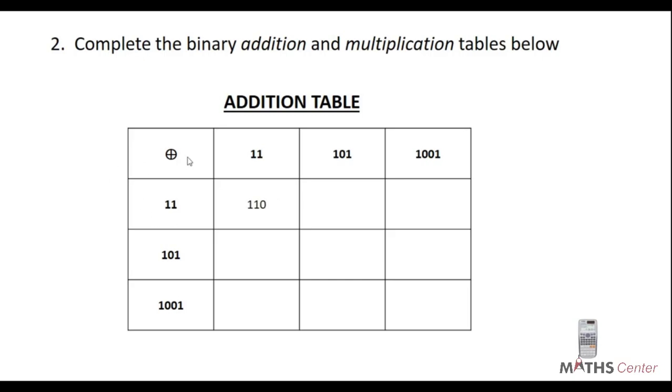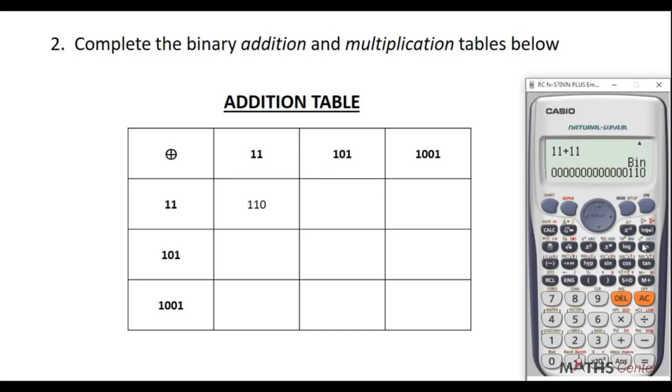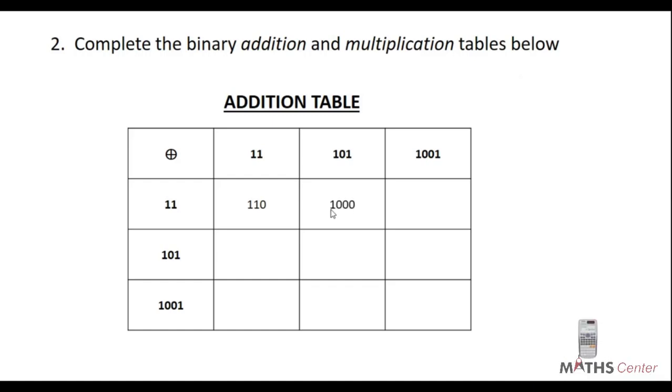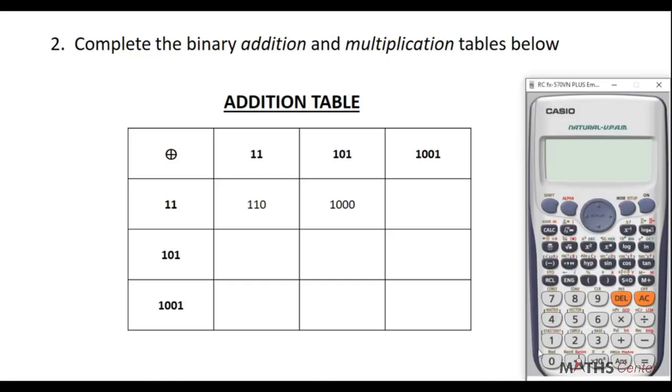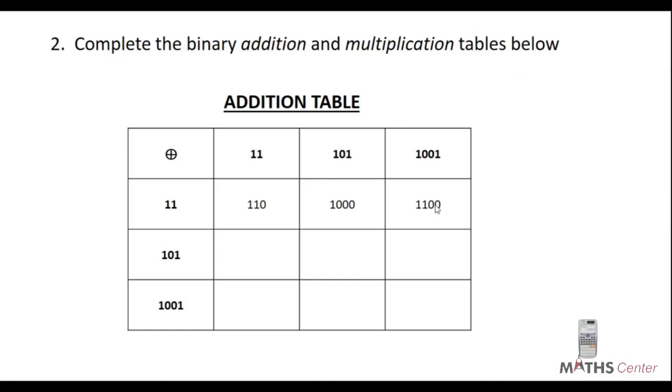The next one is 1 1 plus 1 0 1. So our calculator is still on base 2. So 1 1 plus 1 0 1, and that will give us, ignore the zeros, start picking from the first one. So we have 1 0 0 0. So it means that in this case you are going to have 1 0 0 0. The next one is 1 1 plus 1 0 0 1. So we have 1 1 plus 1 0 0 1, and that will give us 1 1 0 0. So here you are going to have 1 1 0 0.